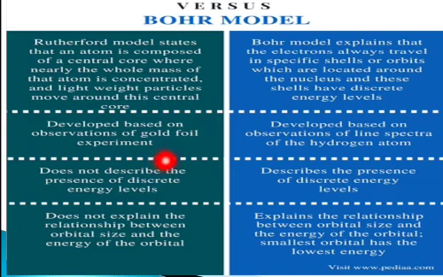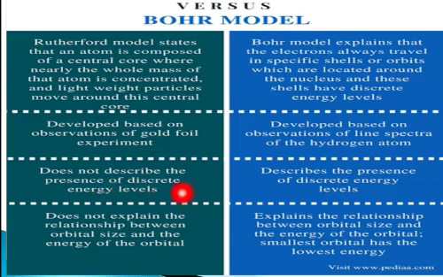Rutherford's model is based on the Geiger-Marsden experiment, but the Bohr atomic model was based on the observation of the line spectrum of the hydrogen atom, in which Bohr observed that electrons only absorb energy when they are jumping to a higher energy level, and they only emit energy when they are falling from a higher energy level to a lower energy level. Because of that, Bohr observed a line spectrum.